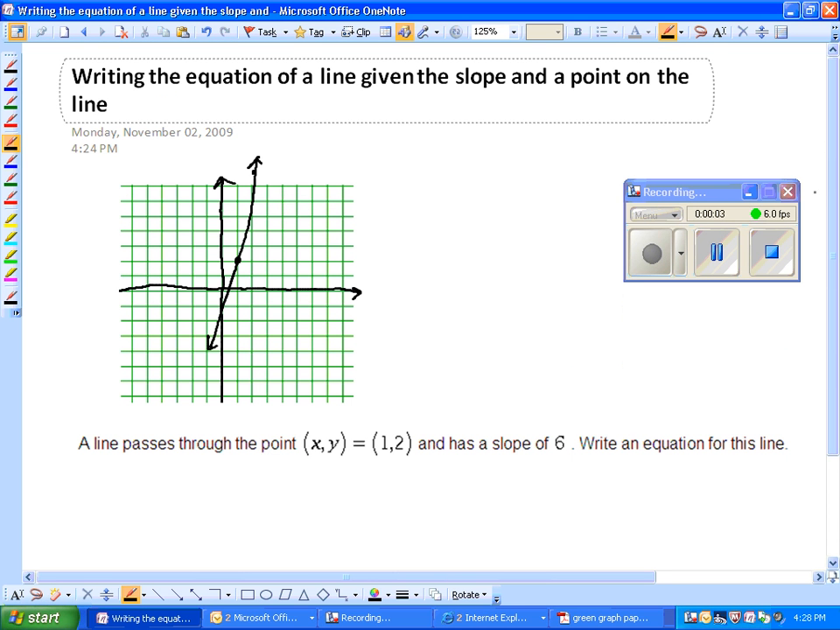Okay, we're writing the equation of a line given the slope and a point on the line. And I'm here with Daniel, and we're going to talk about this.